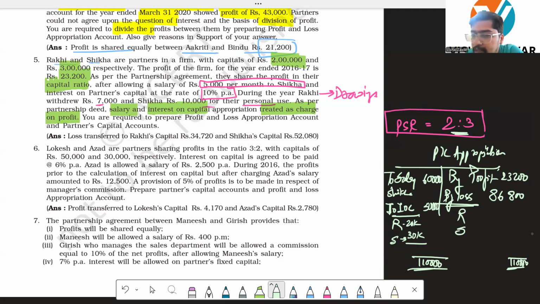So 86,800 divided by 5 into 2. So Rakhi's loss sharing is 34,720, and 86,800 divided by 5 into 3. So 52,080 will be the loss sharing of Shikha. That is what is the answer.